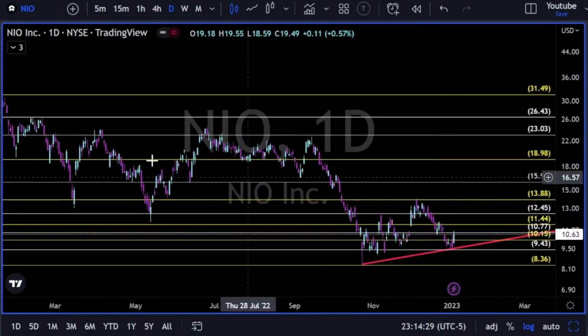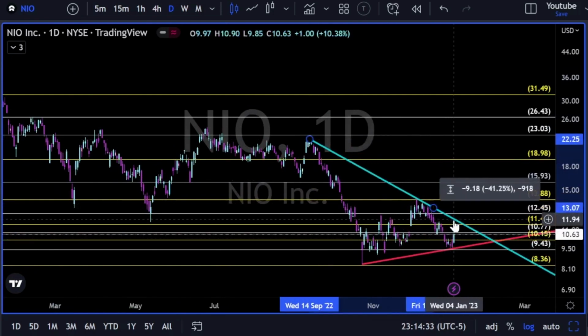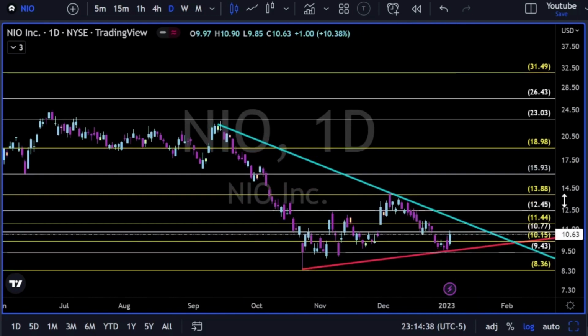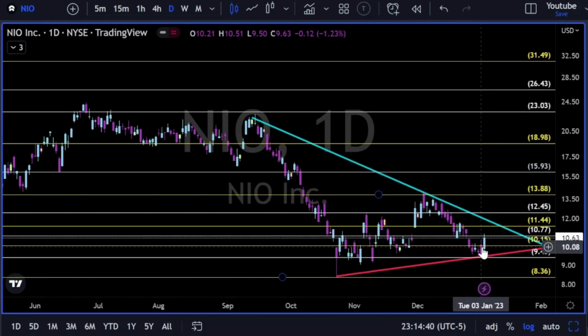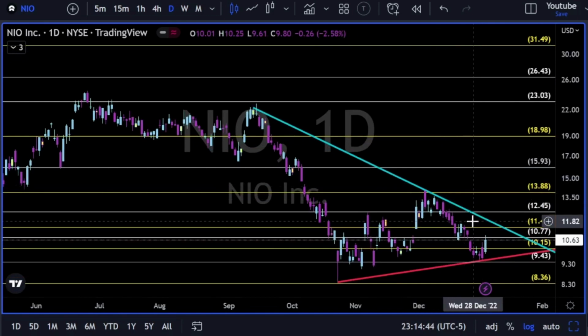Keep your eyes on price. Follow price. Fibonacci levels, and trend lines. For me, I don't see long yet. NIO, I'm waiting for a break above this blue trend line.